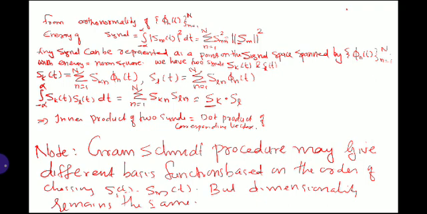So you can see that this is actually the dot product of the vectors sk and sl. So the most important thing is that the inner product of two signals is actually the dot product of the corresponding vectors in the signal space. So that is an important property.